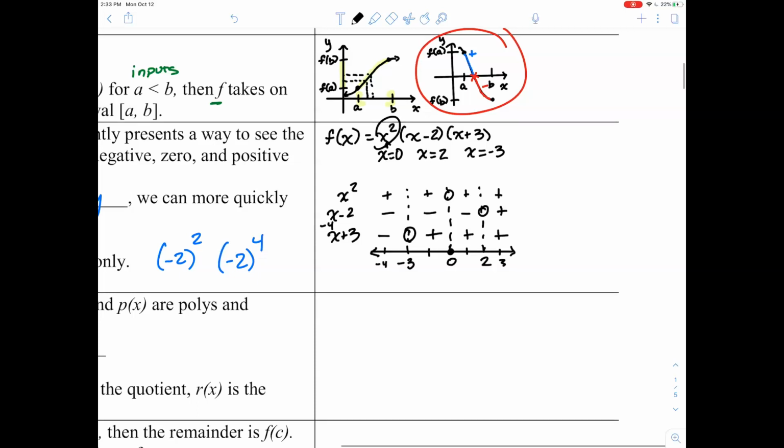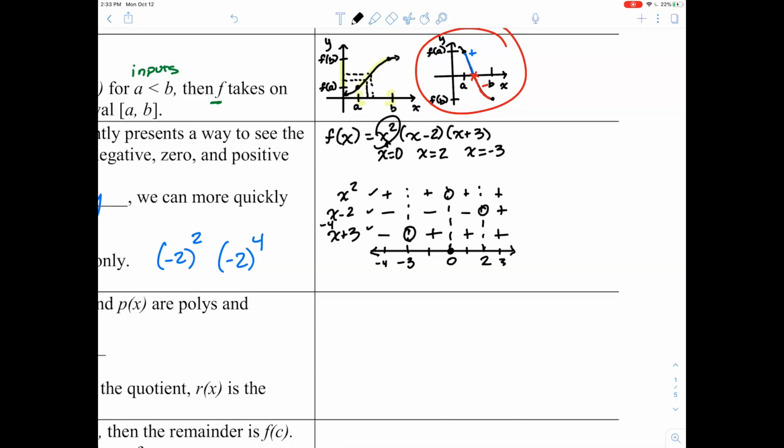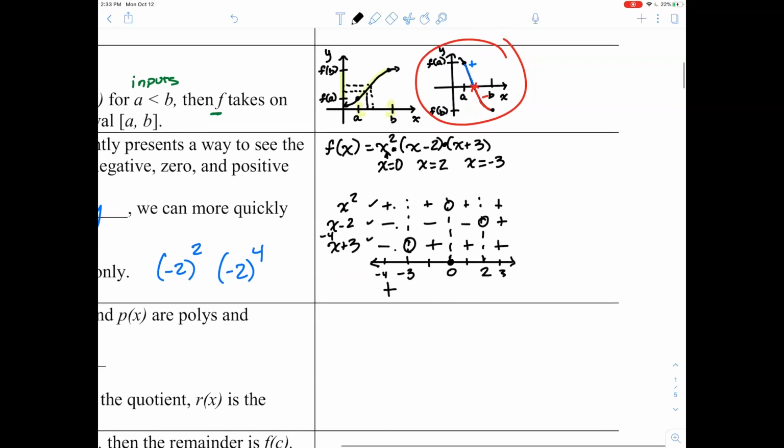So now what we're doing is we're multiplying these 3 signs because this is a multiplication problem up here. You're doing x squared times x minus 2 times x plus 3. So we're going to multiply. Positive times negative is negative, times negative is positive. So that means anything in this section of our domain is going to be above the x-axis. At x equals -3, you're going to have a 0, because 0 times negative times negative is 0. Here you have a positive times a negative times a positive. In this section, that's going to produce a negative. So this means you're going to be below the x-axis.